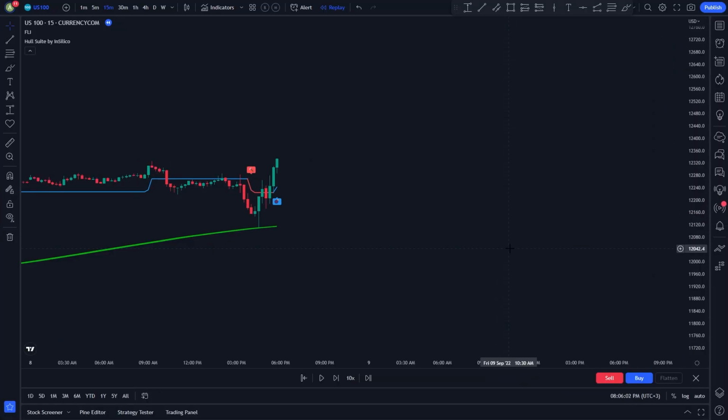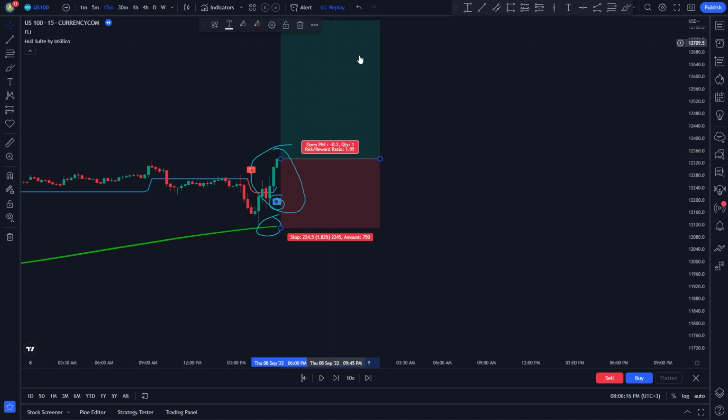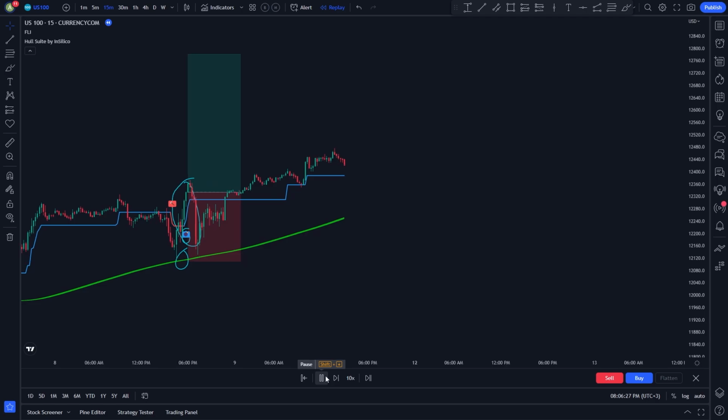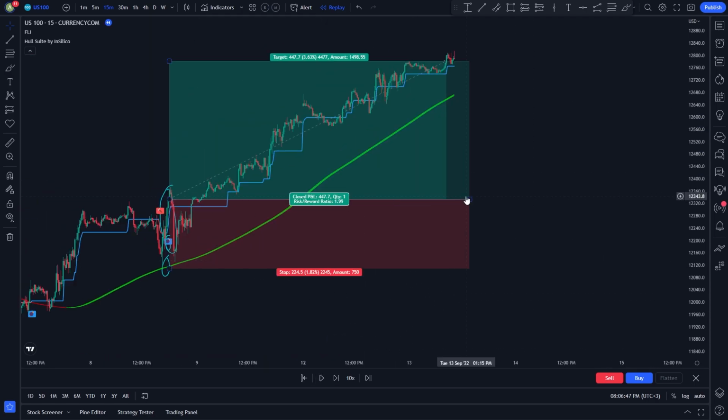In this example, the Hull Suite line is colored in green and the price is trading above it, and we have a buy signal issued by the follow line indicator, so all our conditions are met. We enter a long position. We set our stop loss at the recent swing low and our take profit at 2 times the risk. After a bit, the price hits our take profit target.